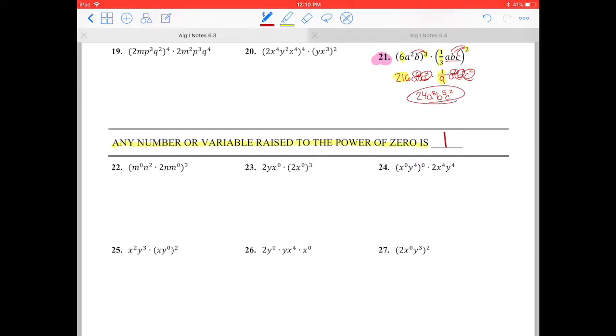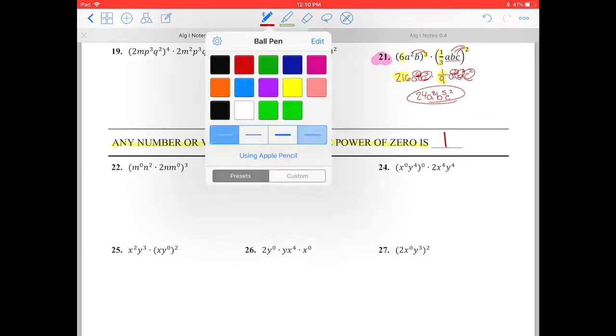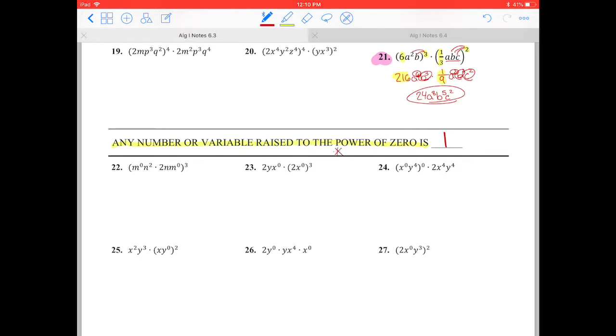Or rather, what I do is I cross. You know what? Let me get a different one. There you go. That's better. Cross it out. Okay? So look at 22.